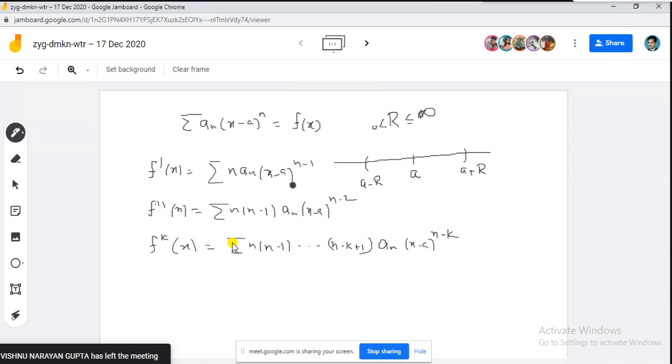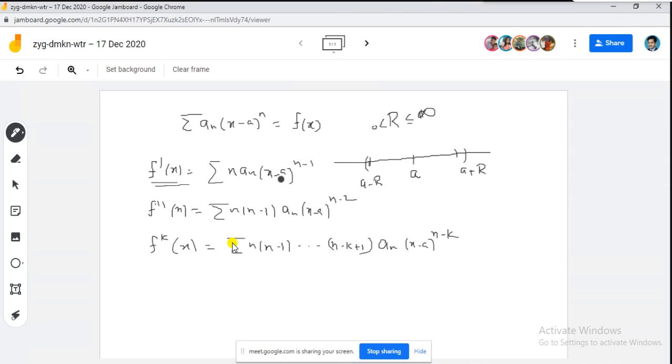Now all these infinite series converge to the function given on the left hand side inside their radius of convergence. If you take some number small r which is just less than R, then within a minus small r, a plus small r, it uniformly converges to the function on the left hand side. So it must converge at the point a also. So if you just put x is equal to a in all these series, what will you get?